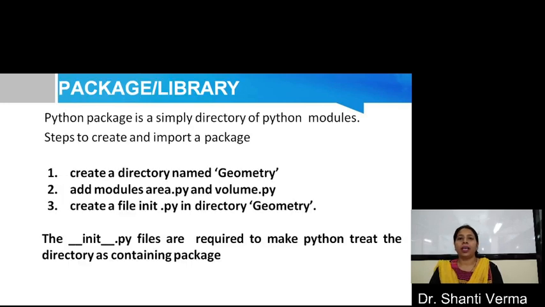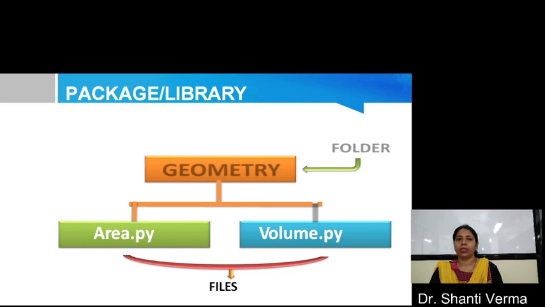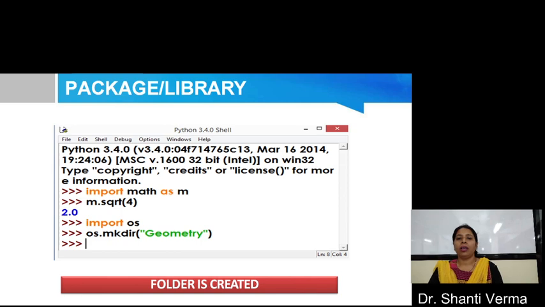Now let's discuss a package. Basically, a Python package is simply a directory of Python modules. So let's take one example. First step is to create a directory named geometry. Second is to add modules area.py and volume.py within the folder geometry. And third step is to create an __init__.py in the directory geometry. This is the structure. Geometry is a folder, and within the geometry folder there are two modules, that is area.py and volume.py.